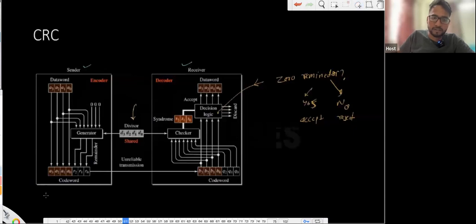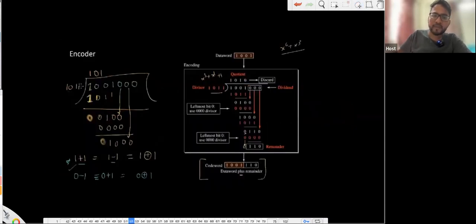Now let's move to the next slide. Suppose you want to divide this 1001. This was the data word, and you want to divide by 1011. Then first you need to append 3 zeros. That's how the CRC mathematics will work. You append these 3 zeros, and then once you calculate your remainder, what is the remainder here? It is 110. You just replace these 3 zeros with this 110. So finally your code word is this that you want to send, right?